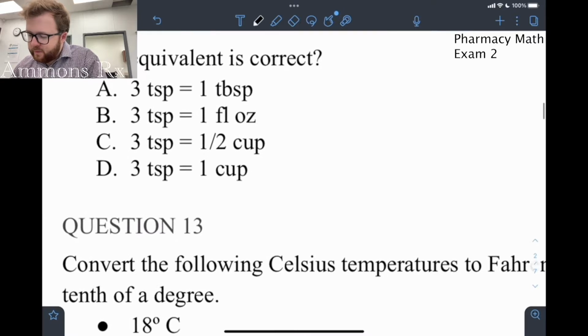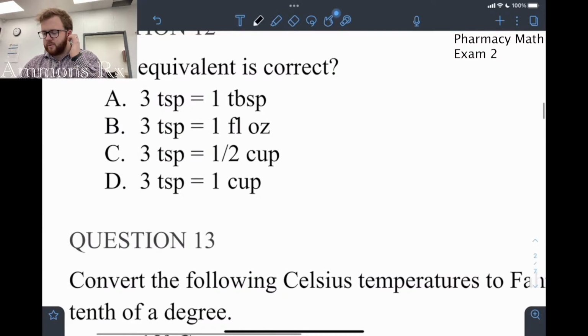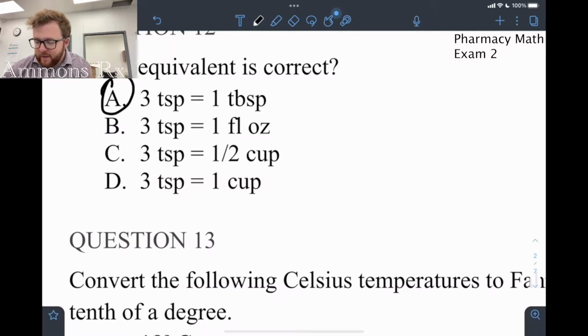All right, which equivalent is correct? Okay, so is 3 teaspoons equal to 1 tablespoon? Yes, that one is correct off the bat. So we're going to assume that all these other ones are wrong.